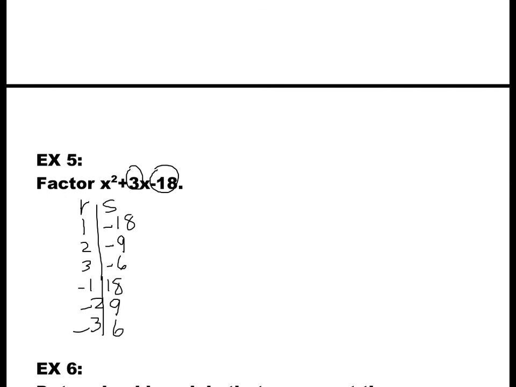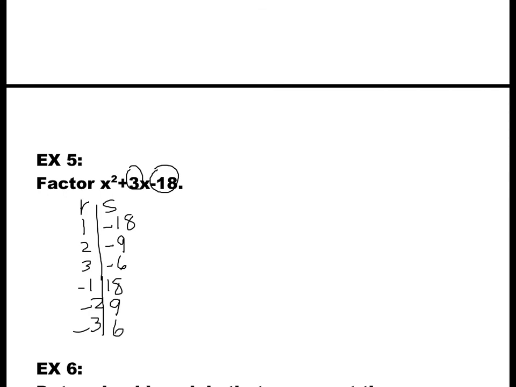For instance, we can say that if b is 3 and c is negative 18, the two numbers r and s can be, let's say, 1 and negative 18, because their product is negative 18, 2 and negative 9, 3 and negative 6, or we can have the reverse. We can have negative 1 and 18, negative 2 and 9, negative 3 and 6.